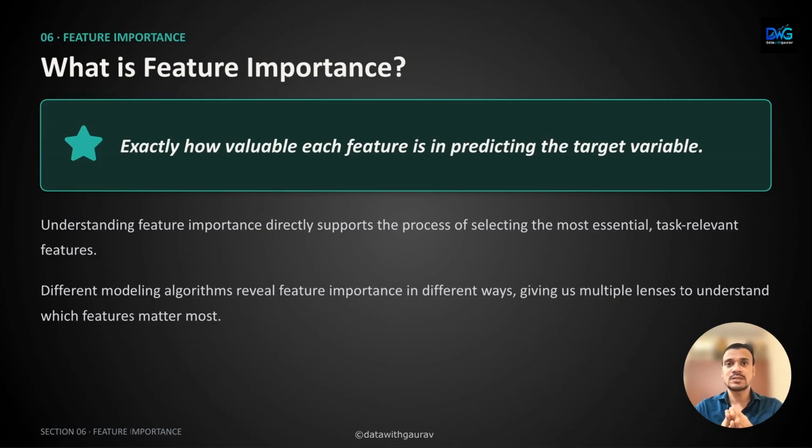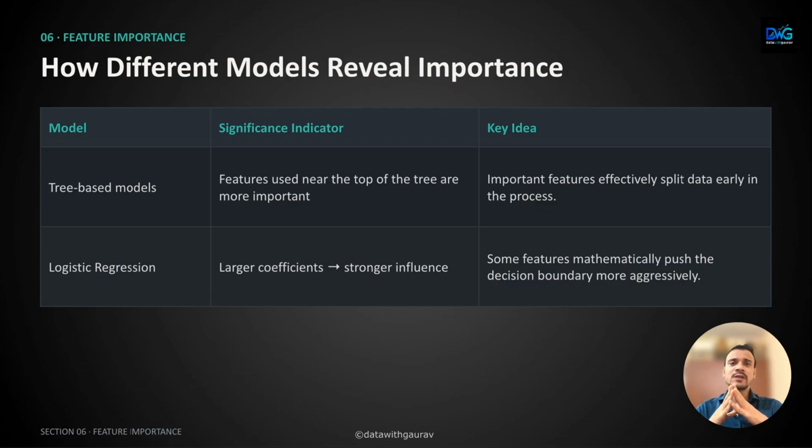Now that we know what feature importance is, the next question is, how do machine learning models actually determine which features are important? The answer is that different models measure importance in very different ways. So let's look at two common examples.